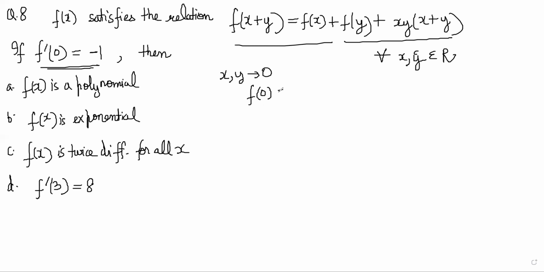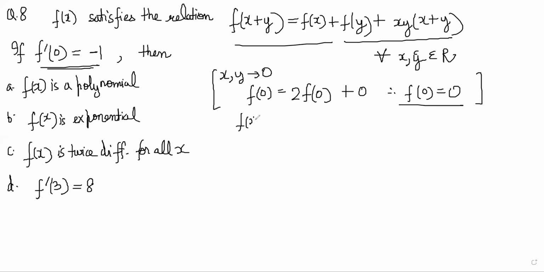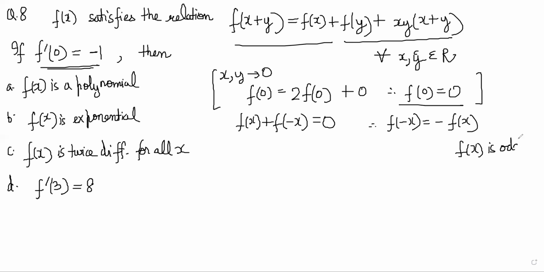So let's see. f of 0 is equal to 2f of 0 plus 0, right? So that implies that f of 0 is 0. That is a new piece of information. Then what else? We can put x is equal to -y. If you put that, you get 0 here, f of x plus f of minus x is equal to 0, right? Therefore, it is an odd function. f of x is odd. Okay, that also you know now.